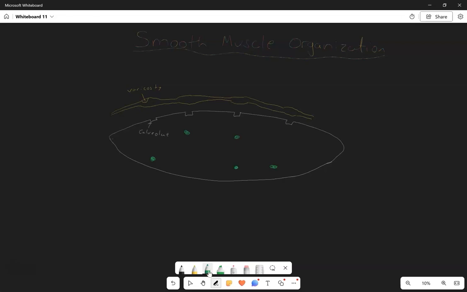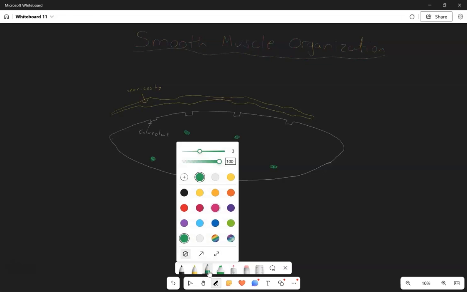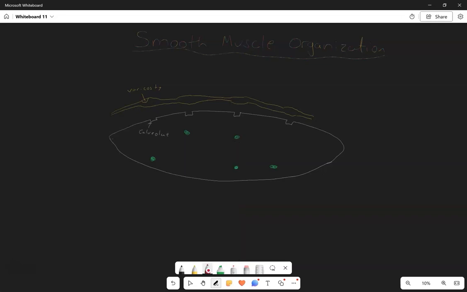Okay? And remember that the organizational pattern of the myofilaments, those thick and thin filaments, is going to be different inside of the smooth muscle. So it's not a repeating pattern like it was in skeletal muscle, right? Smooth muscle is non-striated, so it's not a repeating pattern. So what you have is that these dense bodies, these proteins, serve as anchoring points for filaments.